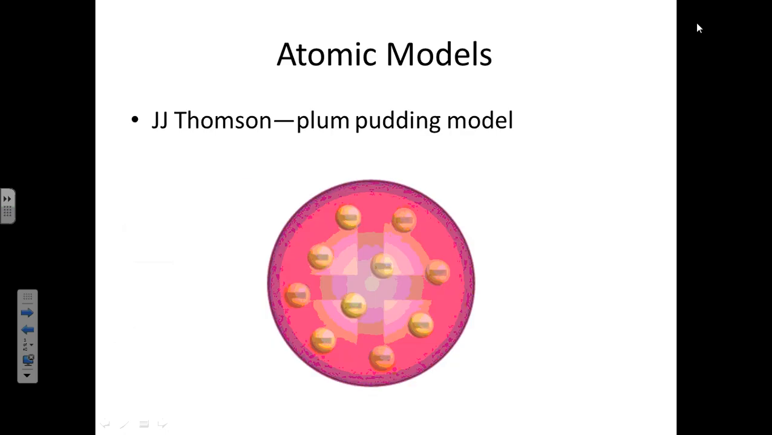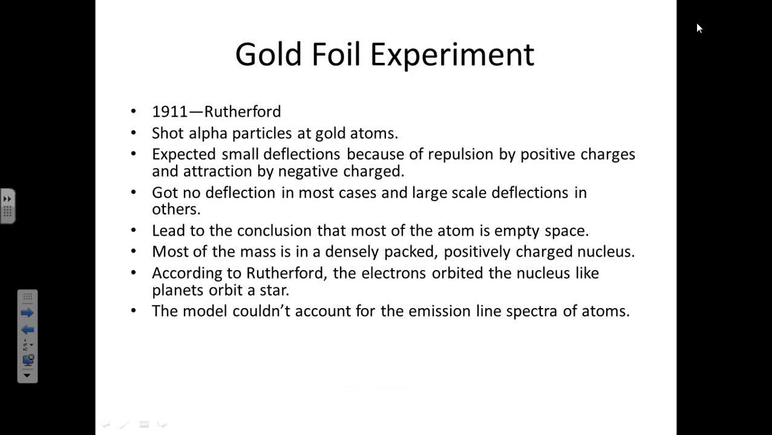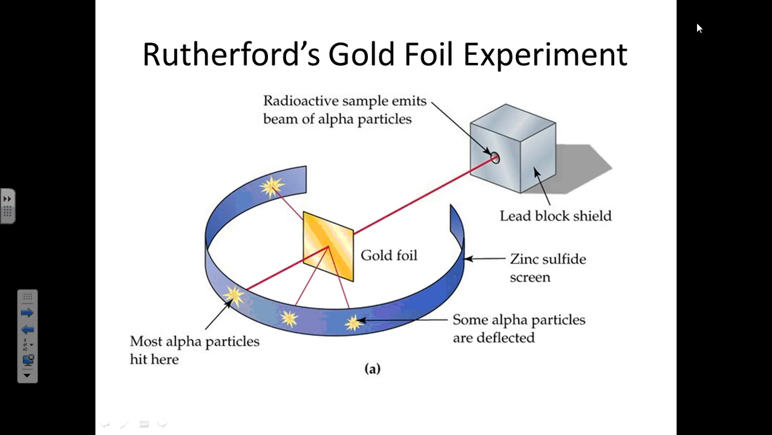We talked about the Thomson model of the atom, the plum pudding model, and how Rutherford came out and did his gold foil experiment and basically disproved that. Rutherford had a couple of conclusions. One of them is, what's most of an atom made out of? Space. And almost all the mass is where? In the nucleus.